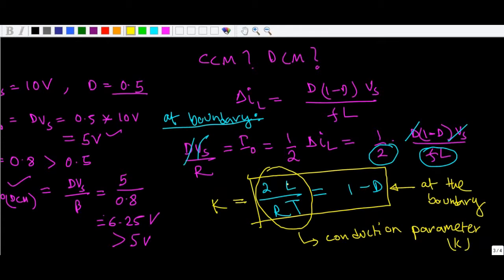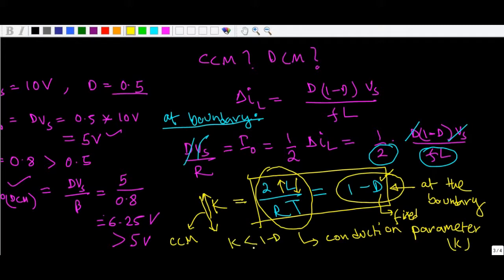Now suppose we increase the value of L, then what will happen? Then this value of K will also increase, and it might not equal the value on the right hand side, because we keep D fixed but increase the value of the inductor. Then the conduction parameter increases, and we can say that the circuit is operating under CCM. In a similar way, if we decrease the value of the inductor, then this parameter will decrease, but we keep D fixed on the right hand side, then the value of K will become less than 1 minus D. Then we will say that the circuit is under discontinuous conduction mode.